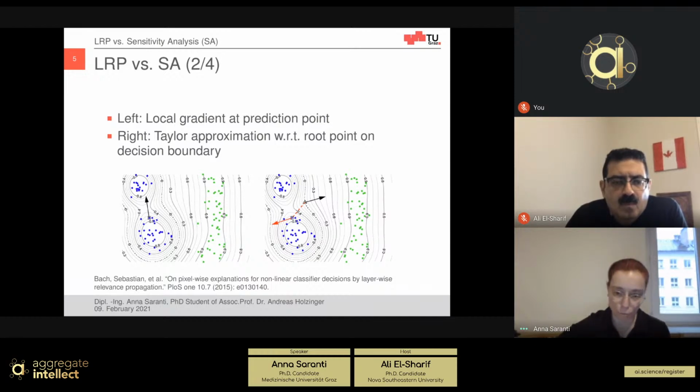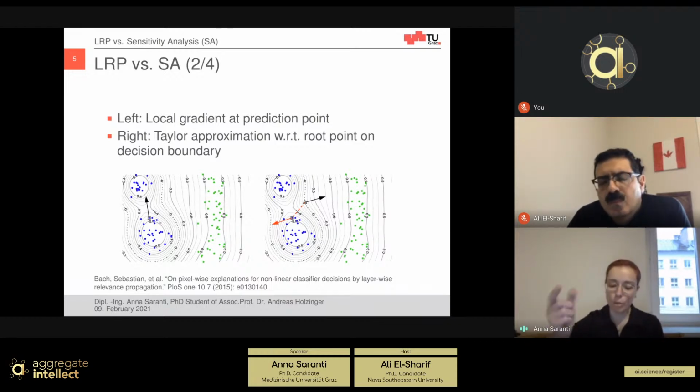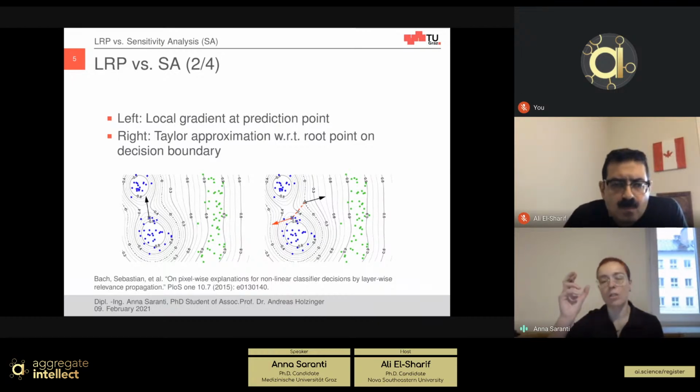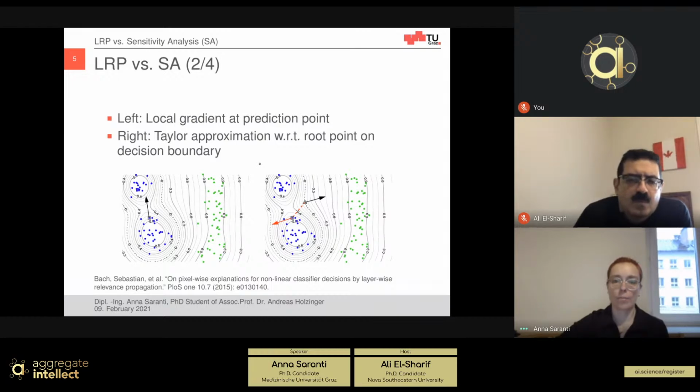So this is a depiction comparing, on the left, what SA does, which finds out what places in the image would make it belong to another class when we change something in the area around the pixel, whereas in LRP, the argument is that we show what is really, really relevant for a classification.